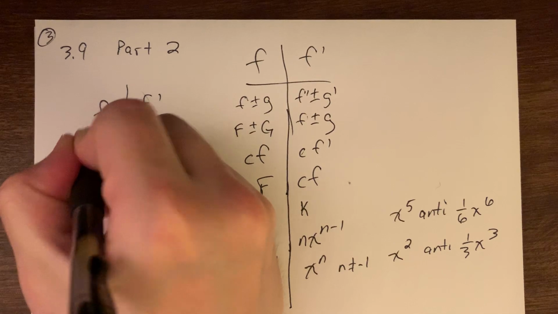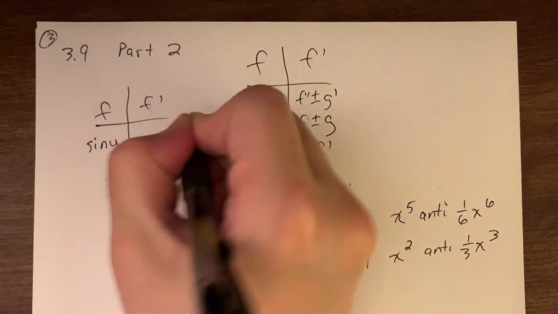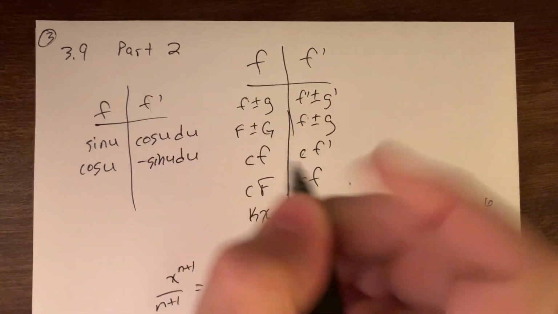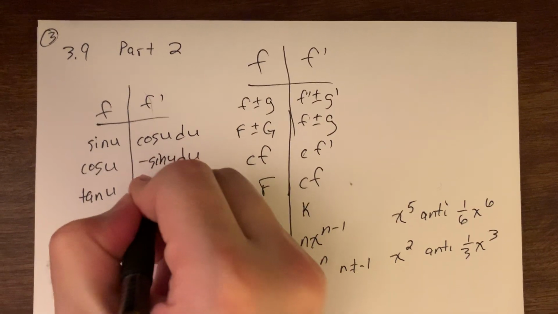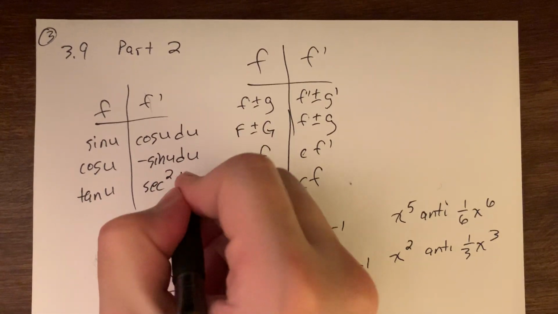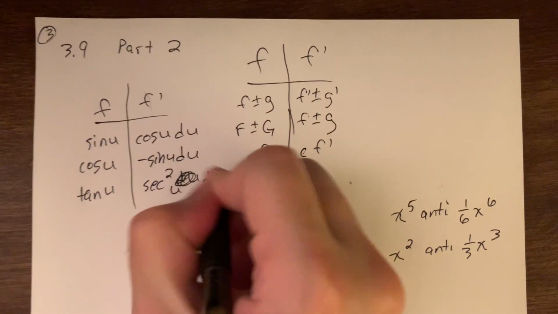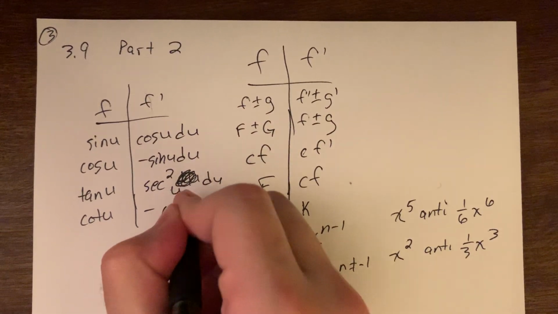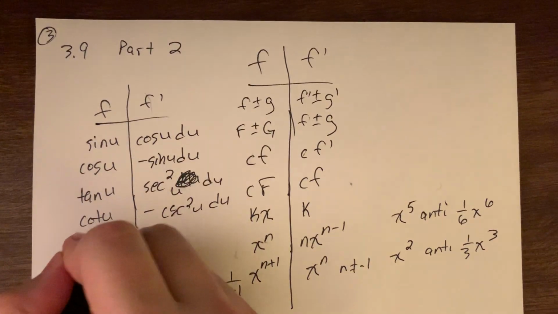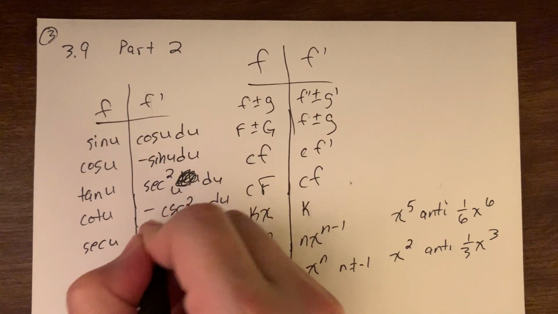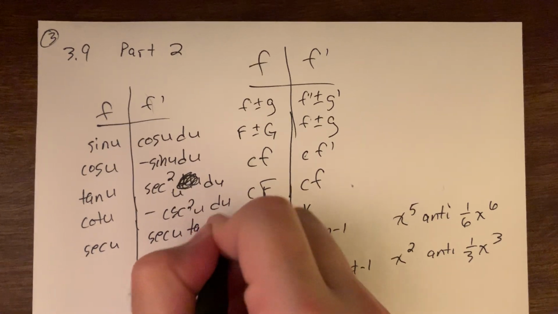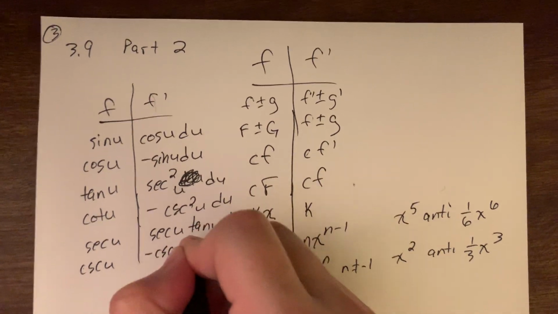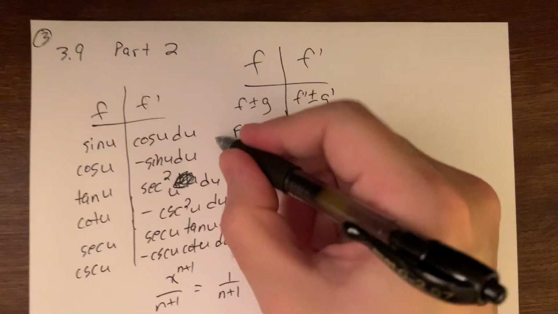So we know the derivatives. Sine of u has a derivative cosine of u du. Cosine of u, negative sine of u du for a derivative. Tan of u, secant squared u du. Cotangent of u, negative cosecant squared u du. And then the last two. Secant of u has derivative secant u tan u du. And then cosecant of u, negative cosecant u cotangent u du.